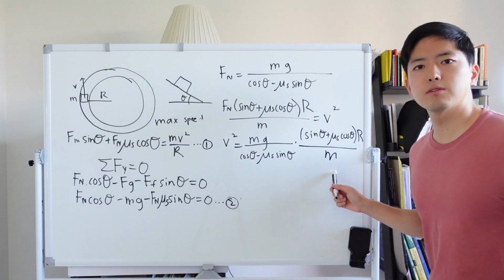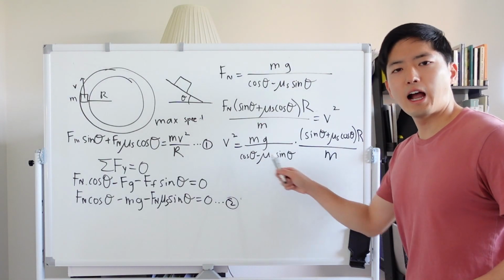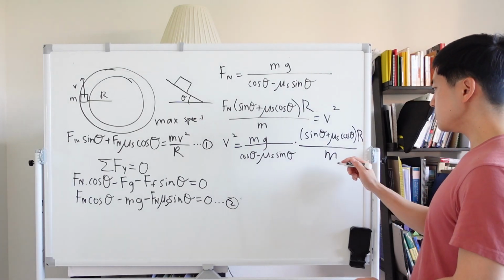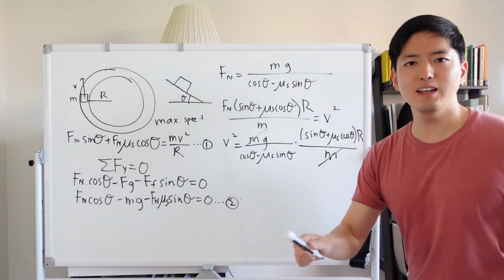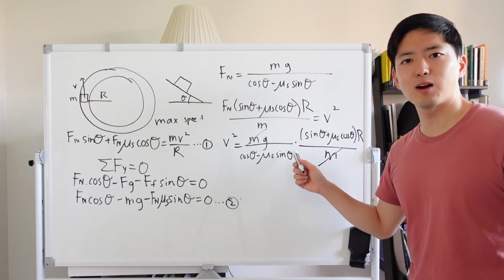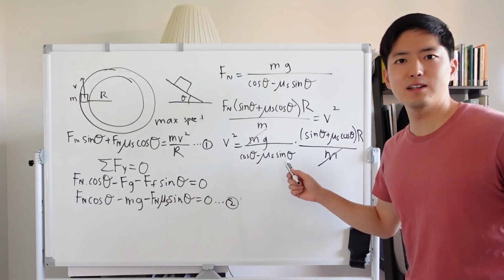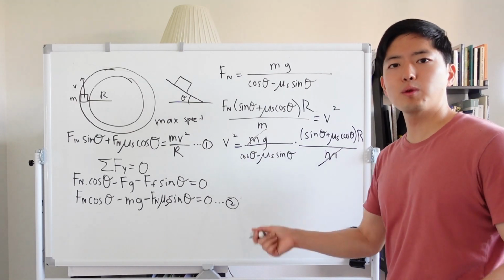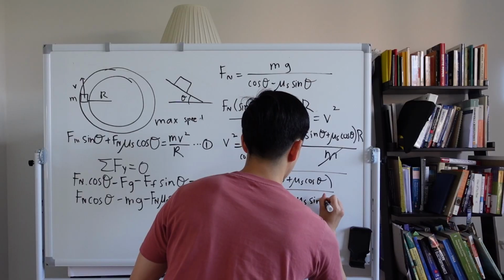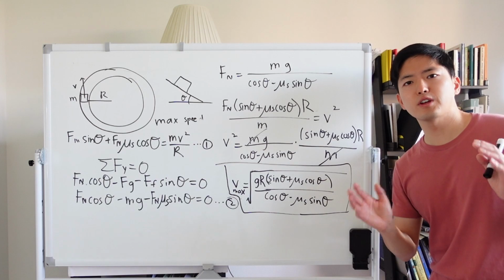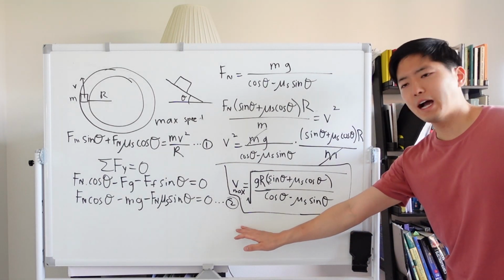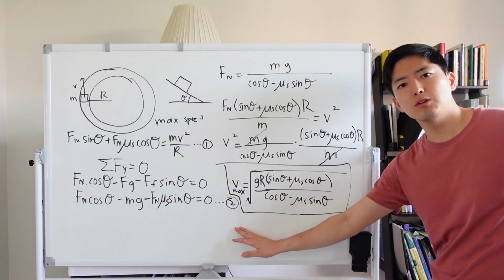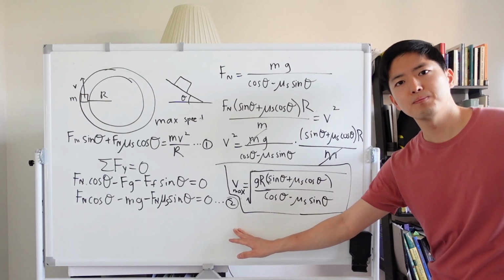Now here you'll notice something very interesting. The m's actually cancel out. So your answer actually is not dependent on the mass of the car, which is kind of a cool result, right? So let's simplify a little more, and then we basically have the answer. Okay, so we've gone through the math, and now we have our answer. This is the maximum speed that the car can travel in order to remain on the circular track.